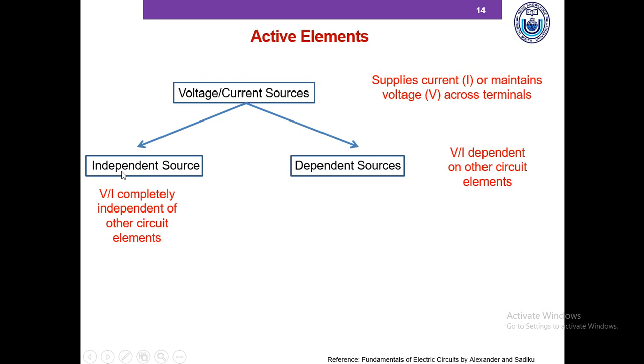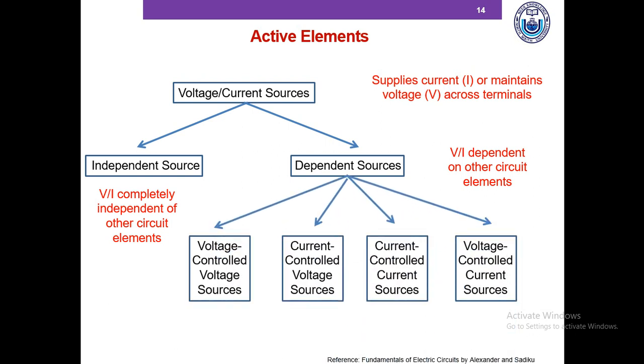Again, if it's a 10 ampere current source, it's always going to supply 10 ampere current no matter where you connect it. Okay, so another category of voltage or current sources is dependent sources, whose voltage and current are dependent on other elements of the circuit. So the voltage and current values of dependent sources are not fixed numbers. It's basically a variable, and the variable is basically a voltage or current of another element of the circuit.